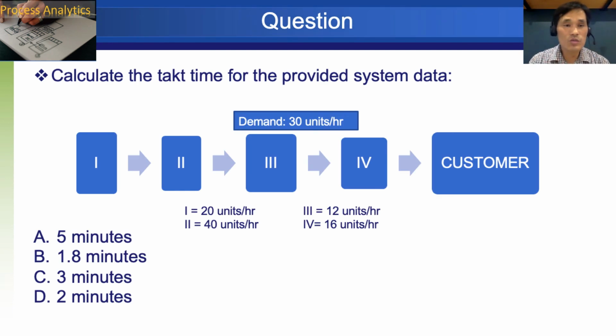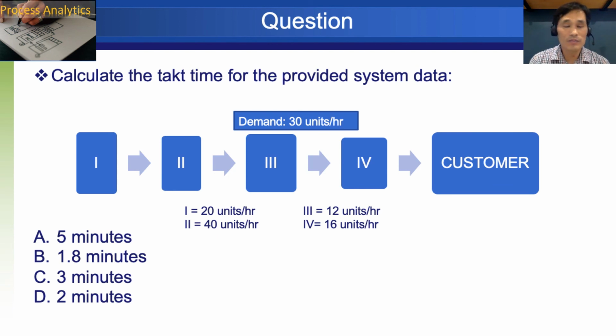Let's take a look at this question. Calculate the takt time for the provided system data. So takt time equals available production time divided by customer demand. So we see that 60 minutes divided by 30 units gives you 2 minutes. So the answer has to be 2 minutes. The takt time is 2 minutes.